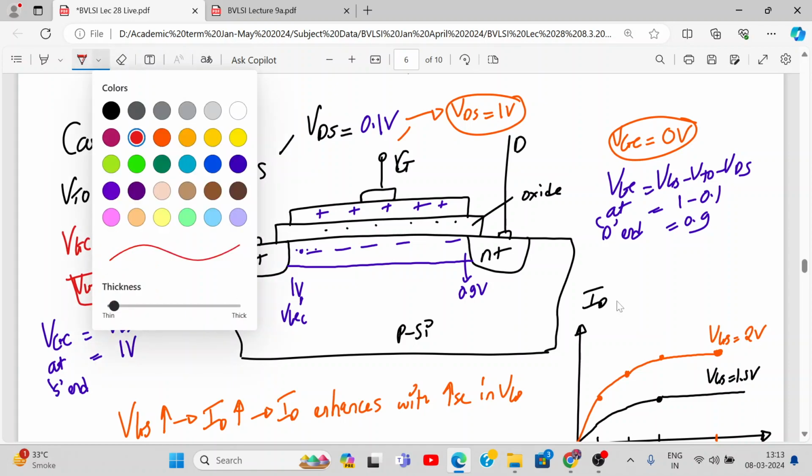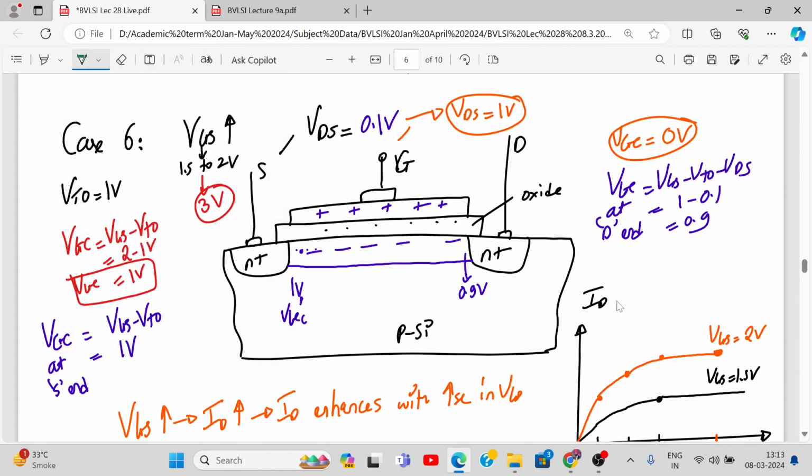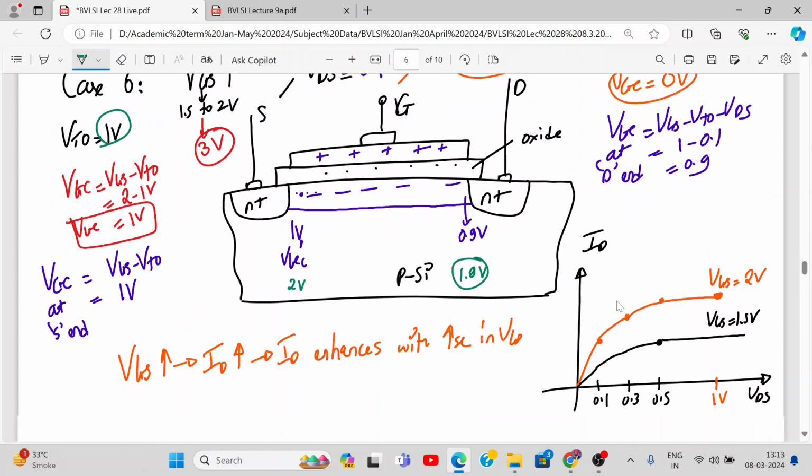3 volt. Now tell me what will happen. At 0.1, here it will be how much? VTO is 1 volt only. Here it will be 2 volt, right? Here it will be 1.9. Yes or no? Yes, sir.